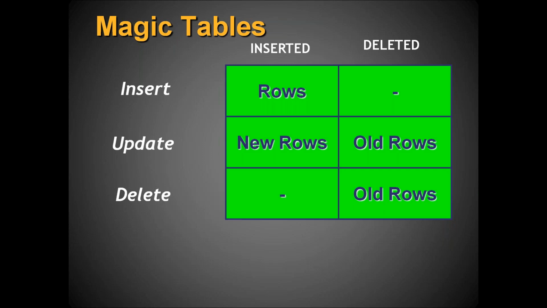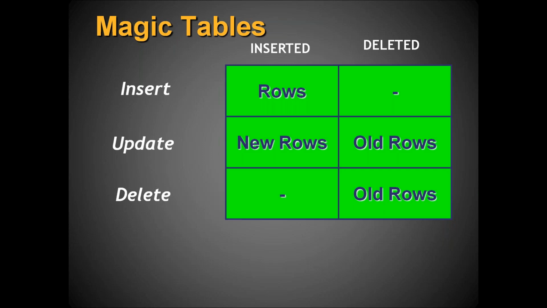What is a magic table, and why are we going to use it? When you create a trigger, magic tables are automatically created. Where are these created? These are created in the RAM. Remember this point.